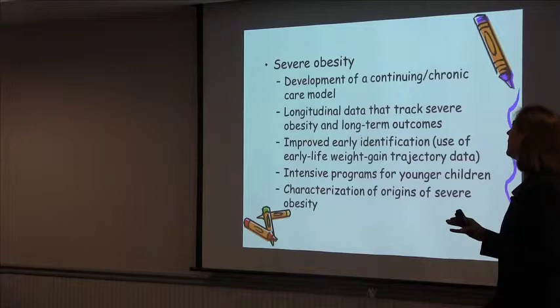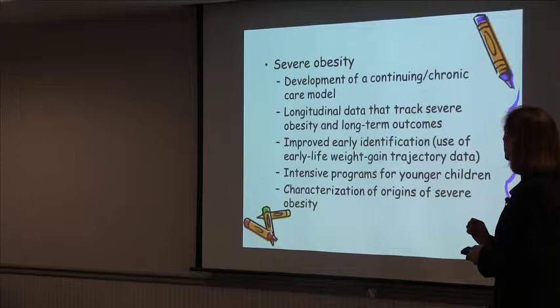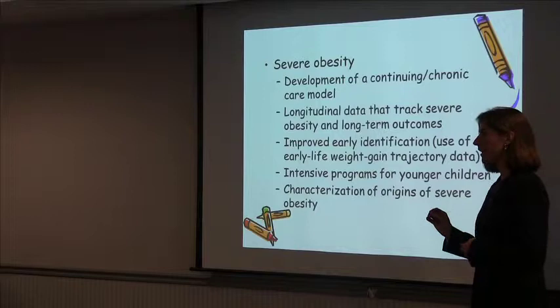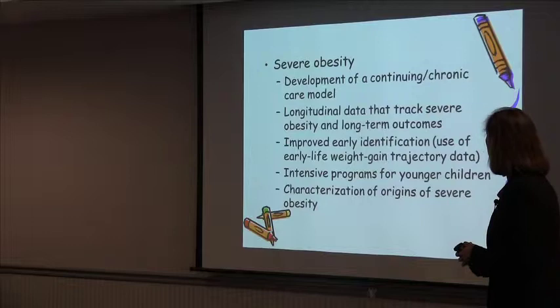So development of a continuing or chronic care model for severe pediatric obesity, the conduct and keeping of longitudinal data that tracks severe obesity and long-term outcomes, improved early identification of children who are at risk for severe pediatric obesity, so the use of early life weight gain trajectory data, intensive programming, particularly for younger children under the age of 2 and under the age of 5, and then characterization of the origins of severe obesity.